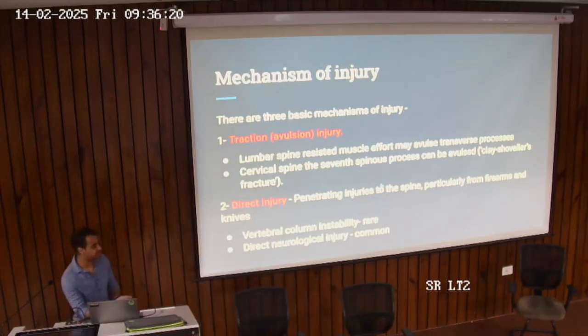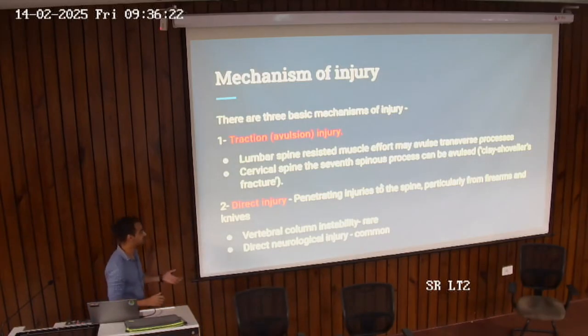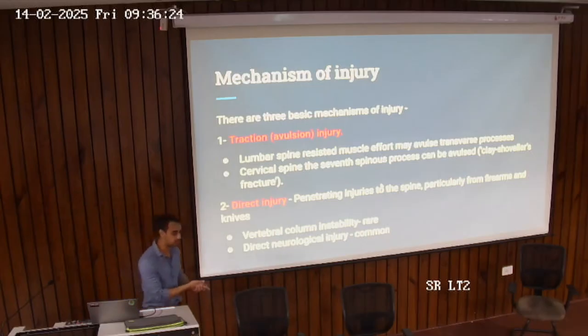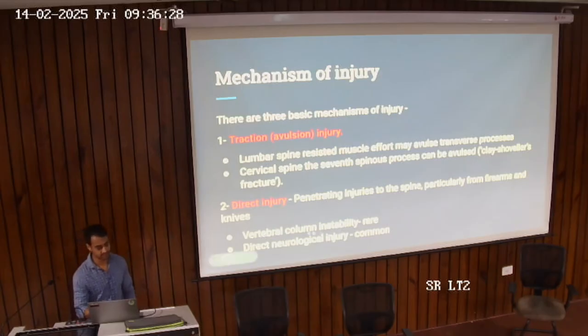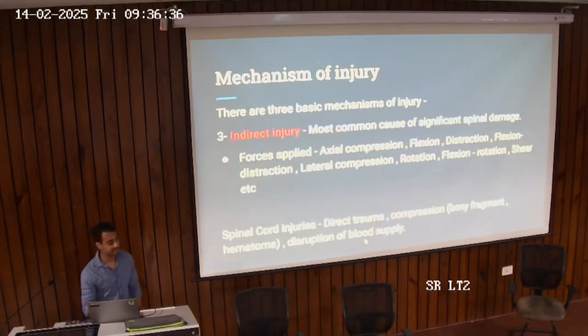What is a direct injury? Usually suggested by the name, it is an injury directly to the spinal cord, which can happen in many ways. In this direct injury, vertebral column instability is rare and direct neurological injury is more common. Then indirect injury we have already studied.